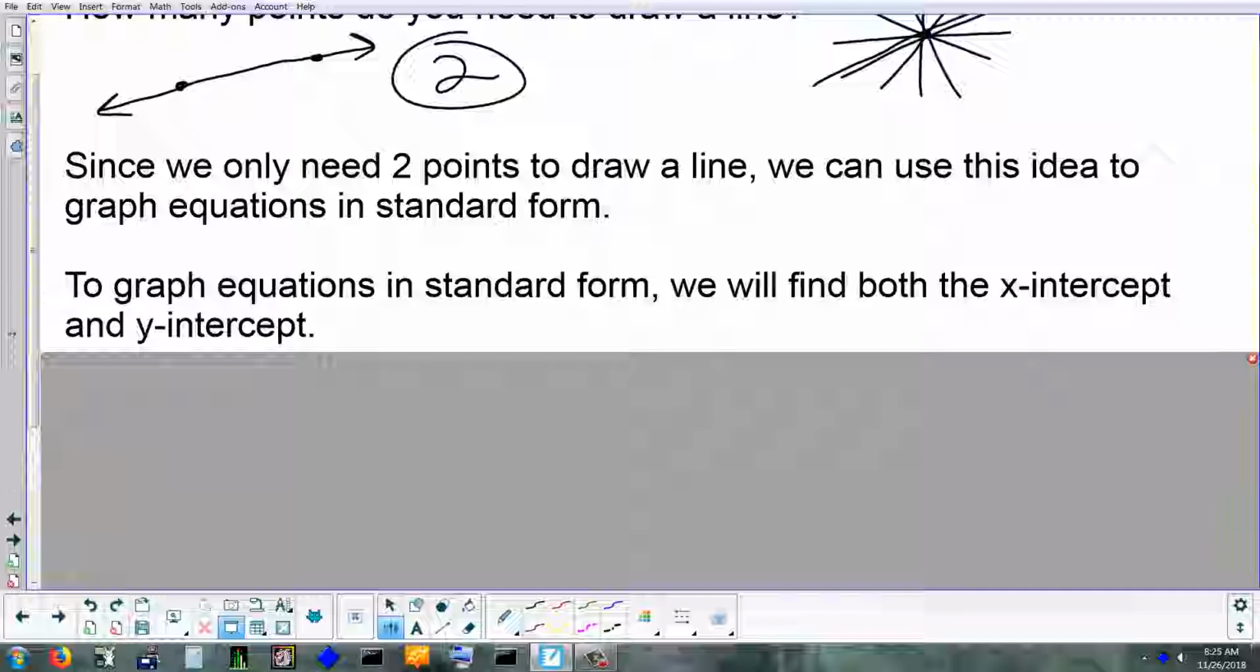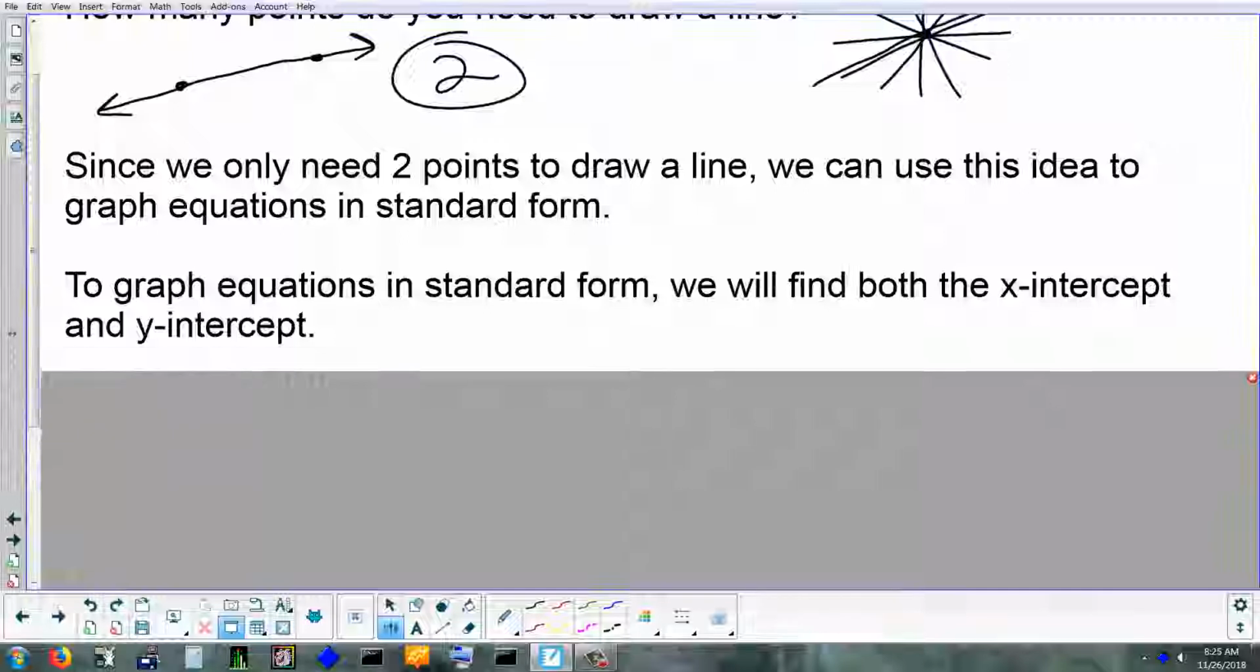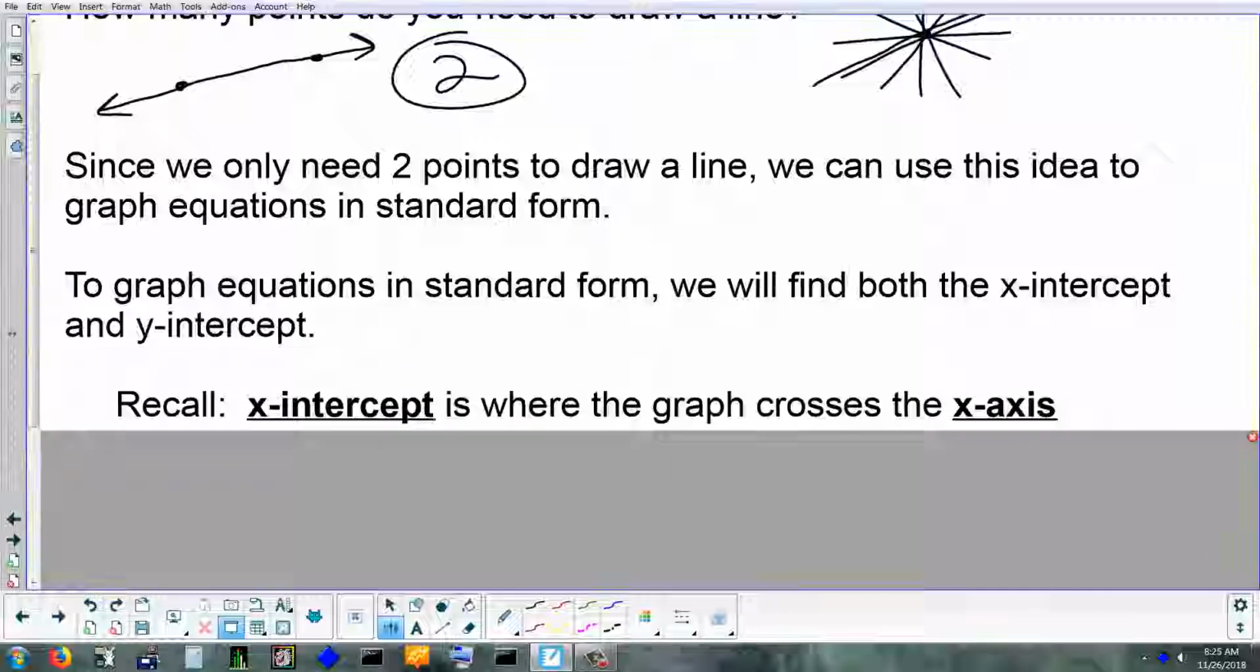All right? How do we do that? So, just remember that x-intercept, just like the y-intercept, the x-intercept is where the graph crosses the x-axis. Remember, the x-axis goes across. So whatever number on that x-axis where your line crosses, that's going to be your x-intercept.